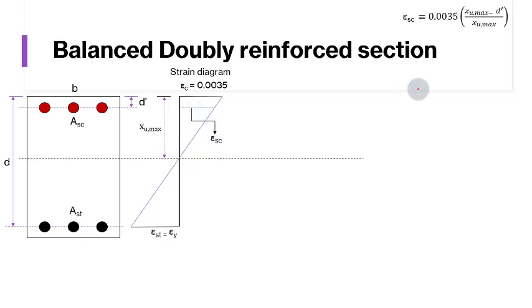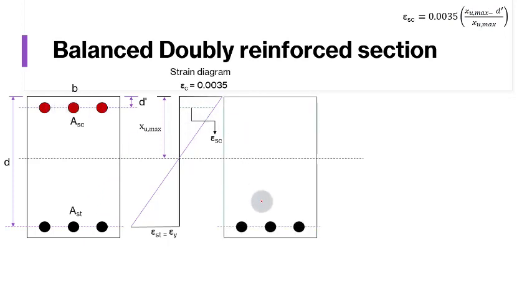So this can be computed with the help of this similar triangle, this bigger triangle and this smaller triangle. If you do that, we'll get an expression for strain in compression steel, which is related with the limiting neutral axis depth. Now this section can be split into two parts. One will be a singly reinforced section. Now the neutral axis depth is equal to the limiting neutral axis depth.